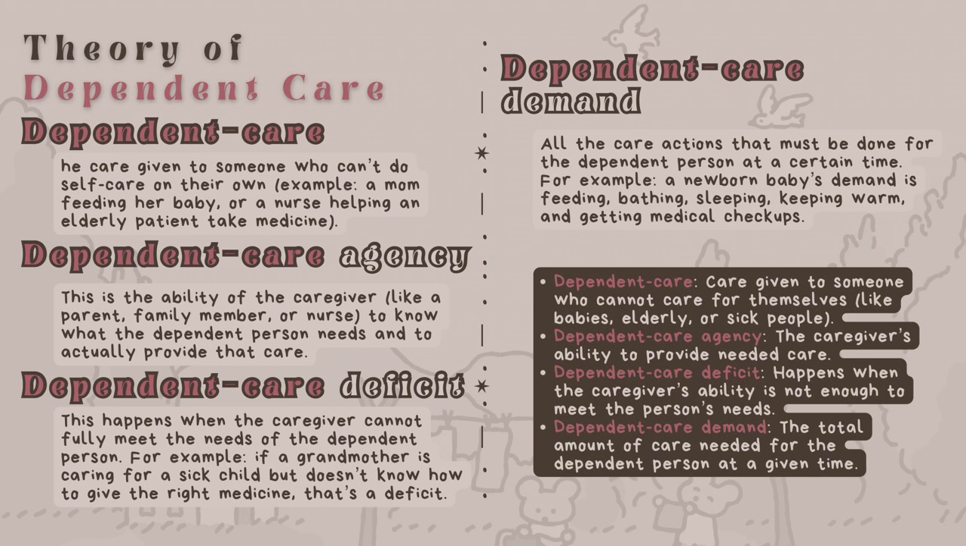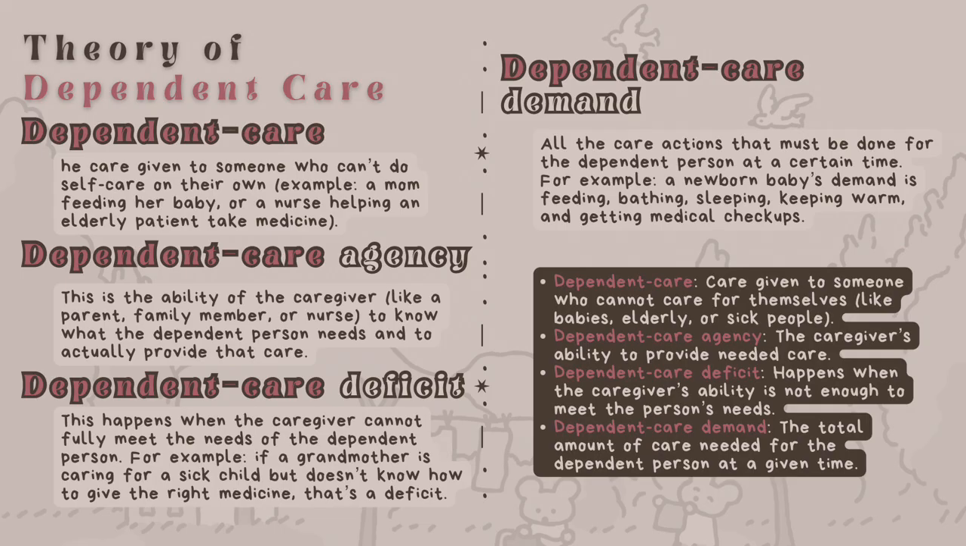Kuha? Pero pag dependent care deficit naman, the concept is when the caregiver cannot meet all of the dependent person's needs. Again, this happen when the caregiver cannot fully meet the needs of dependent person. For example, if the grandmother is caring for a sick child but doesn't know how to give the right medicine, that's a deficit. Ibig sabihin, ito na yung something na yung care agency or the caregiver cannot provide the needs that the dependent care need.